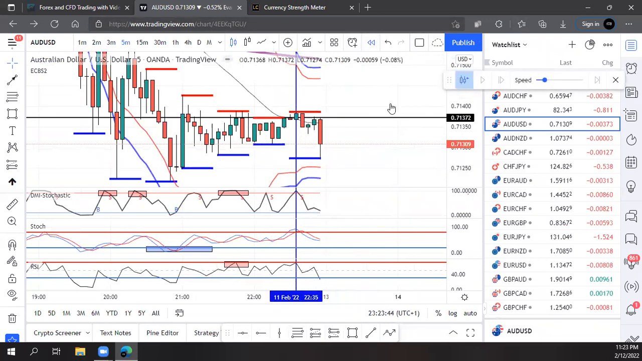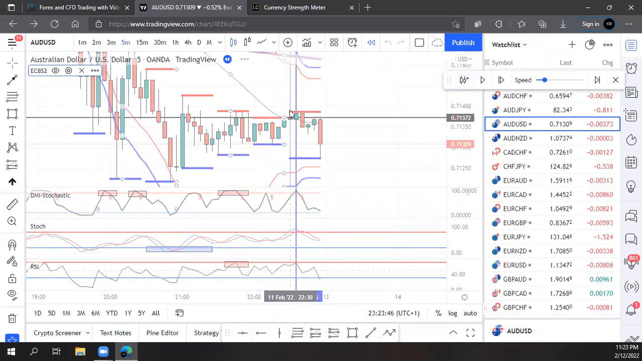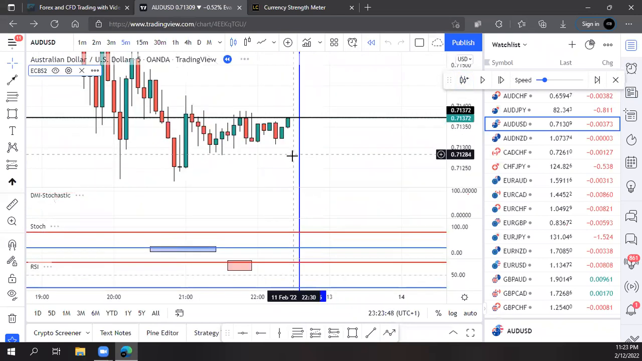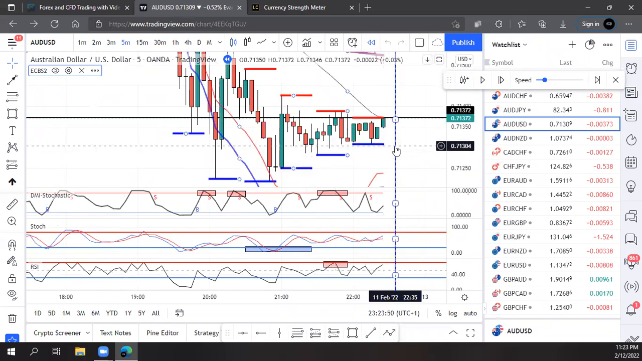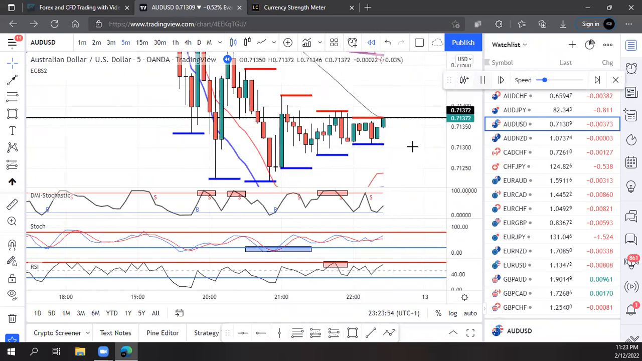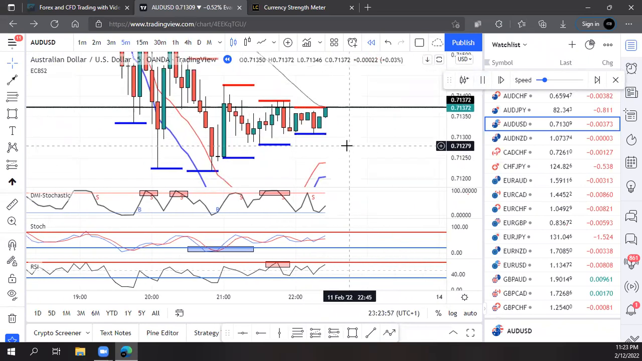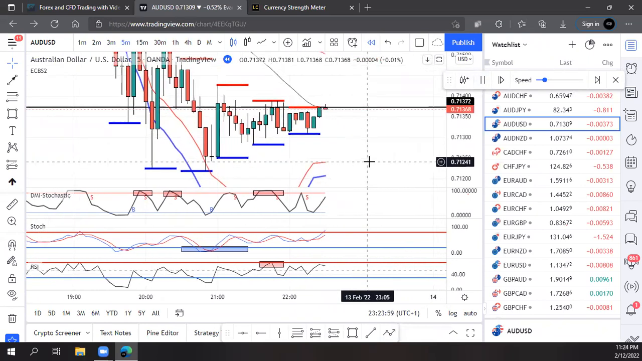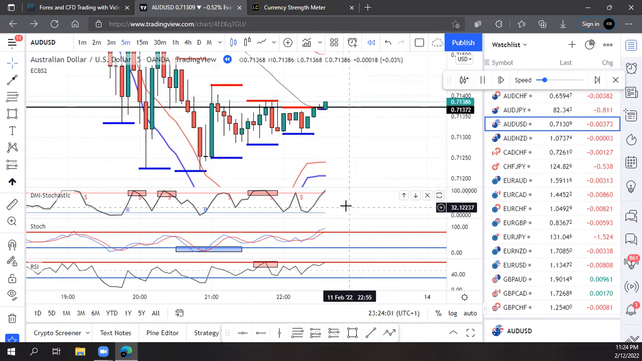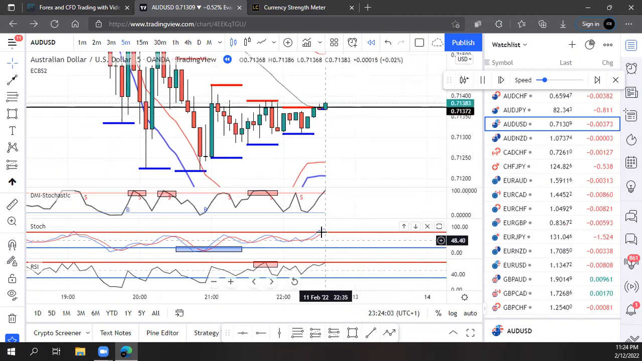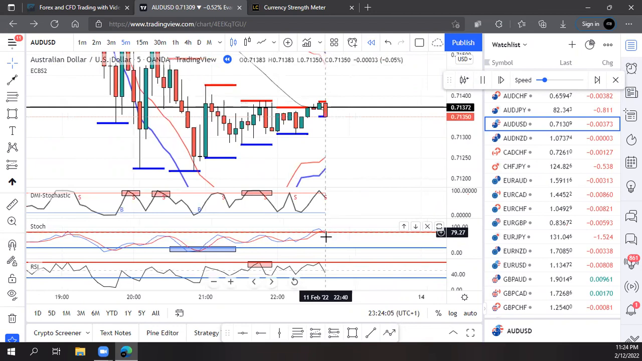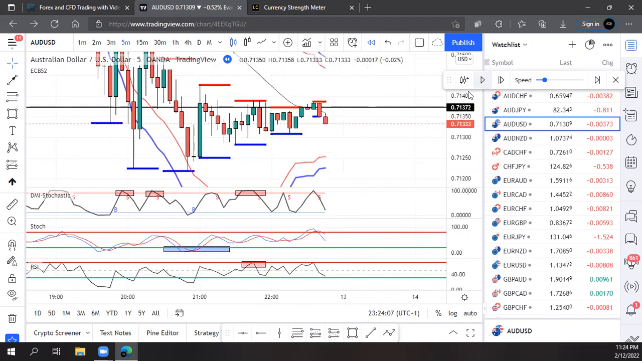So if I'm going to replay the 5 minutes, this is what happened. I'm going to play it now, and you'd have seen what would have happened if you actually took the trade. So with the DMI stochastic, we're waiting for it to get to the red. It finally got there. Stochastic is at the red. It crosses, right? It just crossed. Look at this.